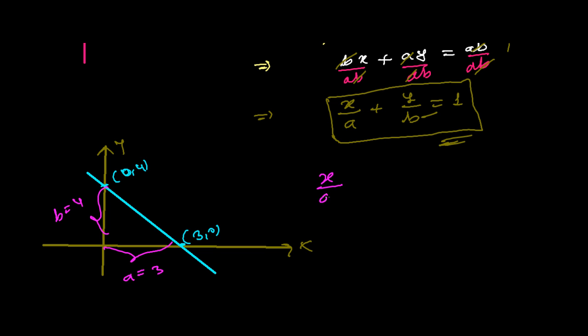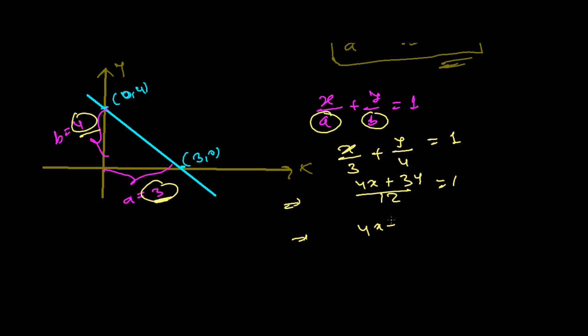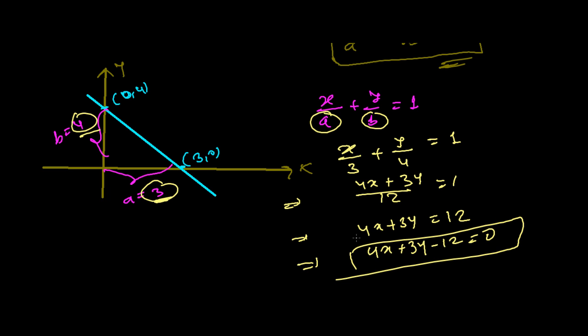The equation is x over a plus y over b equals 1. Now what is the value of the x-intercept? This a will be replaced by the x-intercept, that is 3, so x over 3, and y over b, where b is the y-intercept, which is 4, equals 1. Now the LCM of 4 and 3 will be 12, so 4x plus 3y equals 12, or if you want, 4x plus 3y minus 12 equals 0. This is the required equation of the line having x-intercept 3 and y-intercept 4.